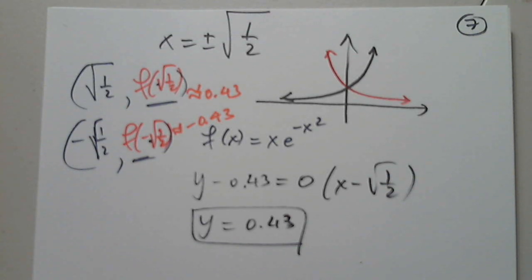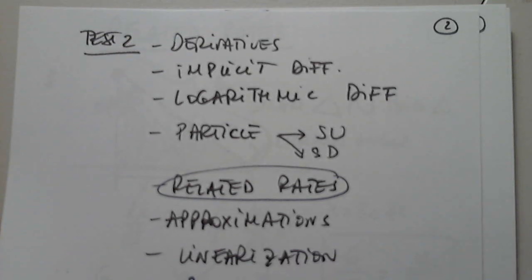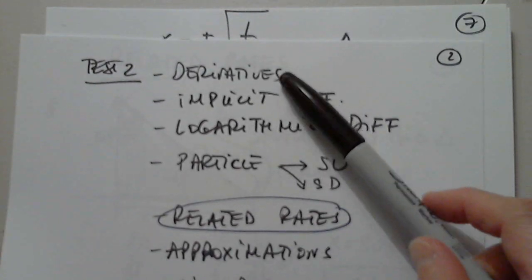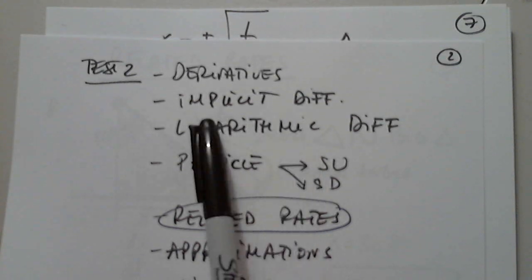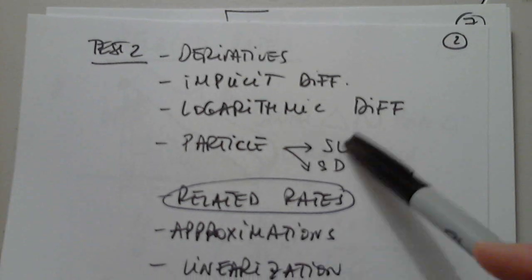Good. So let's go back. For those of you who just joined us, we are going through these topics. We looked at the problem with related rates, and we looked at derivatives and implicit differentiation. We can move on to anything else.